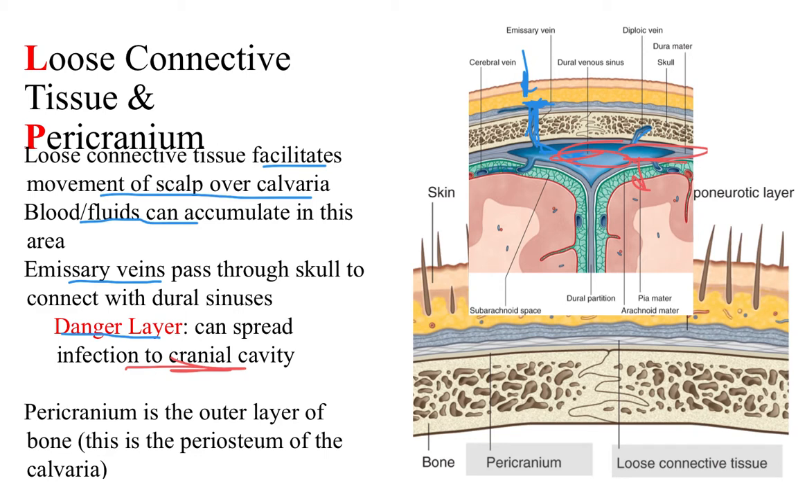All right, the pericranium. The pericranium is the last layer, and I know it says here it's the outer layer of the bone, so it's the innermost layer of the scalp, but the outermost layer of the bone, and it is the periosteum of the calvaria, of the skull cap. So it's that thin layer of tissue over the bone that is involved in creating new bone. All right, so it's a very important bone making layer.